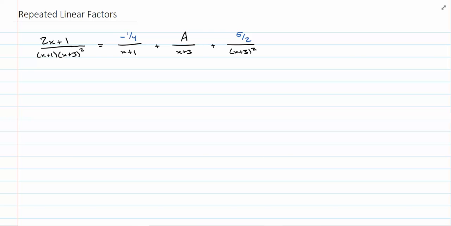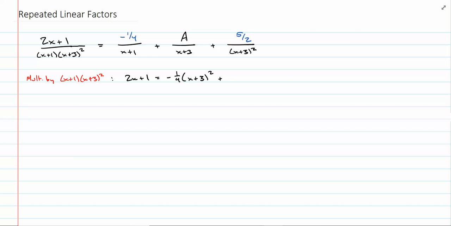What we're going to do is multiply both sides by that common denominator of x plus 1 times x plus 3 squared. The left-hand side would just be 2x plus 1. With the right-hand side, you're going to multiply all three of these fractions by that common denominator. Each time something different is going to cancel. When I multiply the first fraction times the denominator, the x plus 1's cancel. I'd be left with negative 1/4 times x plus 3 squared.